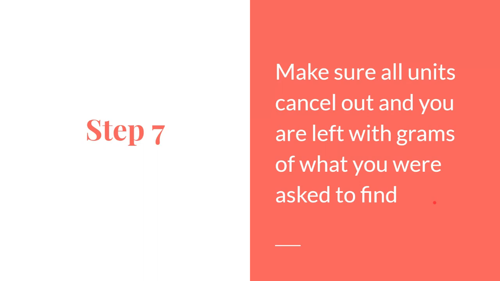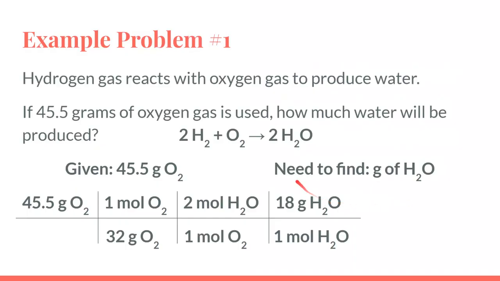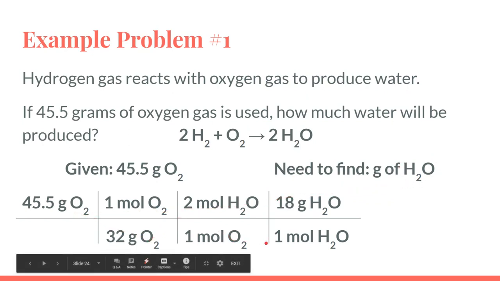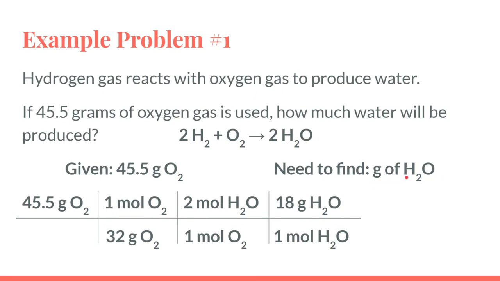The next step is to make sure that all your units cancel out and that you are left with the grams of the substance you were asked to calculate. So for instance, we were asked to find grams of water. We need to make sure that all of our units cancel out and that we are left with grams of water. If our units aren't canceling out, then we did something wrong. We have to go back and fix it.